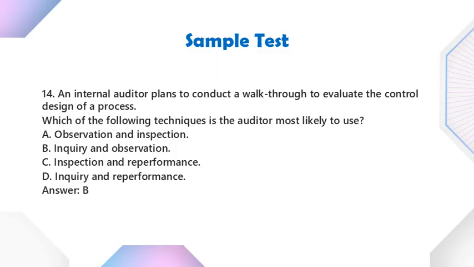14. An internal auditor plans to conduct a walk-through to evaluate the control design of a process. Which of the following techniques is the auditor most likely to use? A. Observation and inspection. B. Inquiry and observation. C. Inspection and reperformance. D. Inquiry and reperformance. Answer: B.